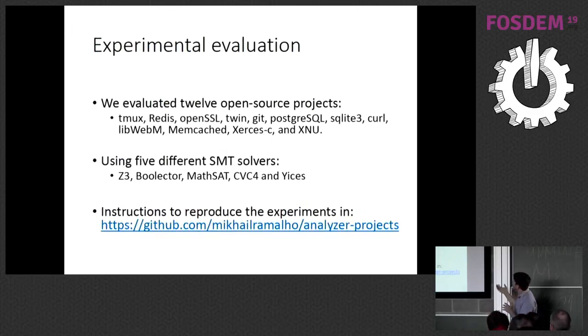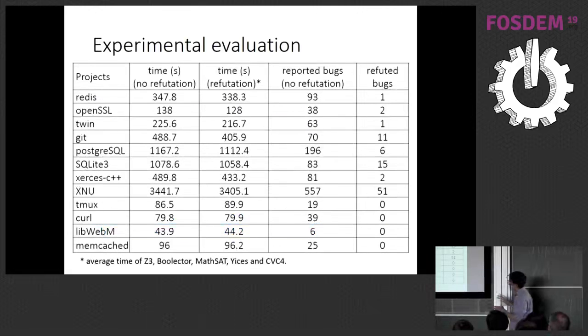So we evaluated this analysis in 12 projects. You see some big projects there. I think the biggest one is XNU, the macOS kernel. We have those 5 different solvers that I told you. All the instructions to reproduce the results that we had are in there. You can check all the results, all the versions of the tools that we used, and everything.